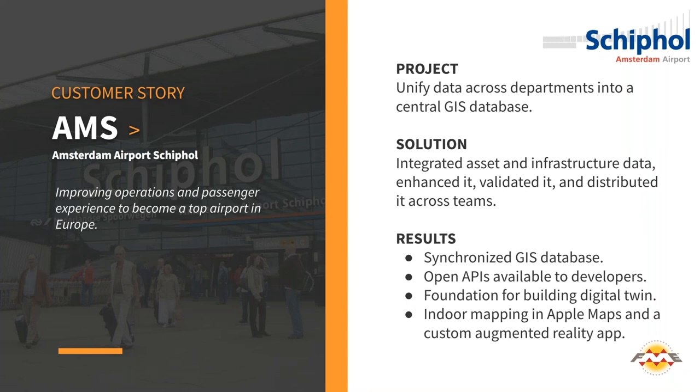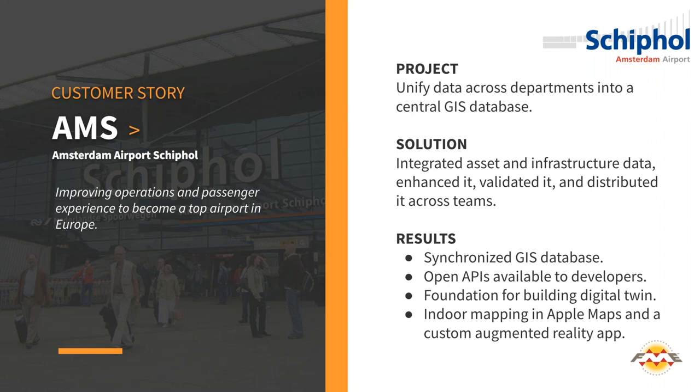And then over in Amsterdam, Schiphol Airport has the goal of improving operations and passenger experience to become a top airport in Europe. And to achieve this goal, they knew they needed to unify data across departments. So they used FME to integrate asset and infrastructure data and linked it with real-time sensor information, which provides the foundation for a digital twin. And so this pulls in indoor mapping here as well. And we spend about 90% of our time indoors.